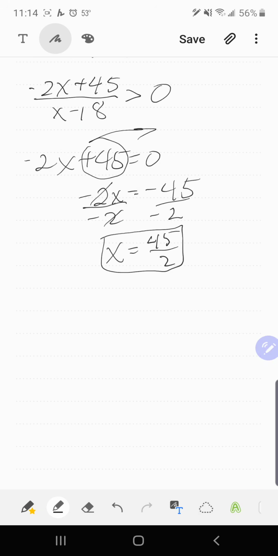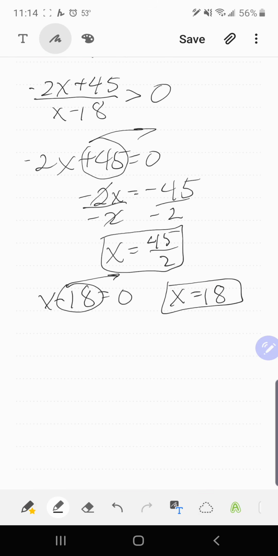And we're going to come back and set the denominator equal to 0. X minus 18 equal to 0. Move the 18 over, we get x equals 18. And those are our two critical points, which we can then take to the number line. And which one of those is smaller? I think 18 is smaller than 45 halves. And remember that the critical point that comes from the denominator has to be an open circle. The other critical point is going to be an open circle because the inequality doesn't have the equal to part.